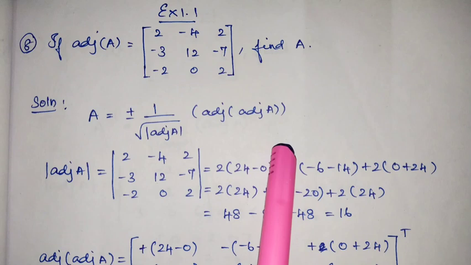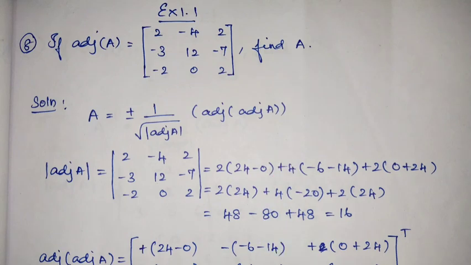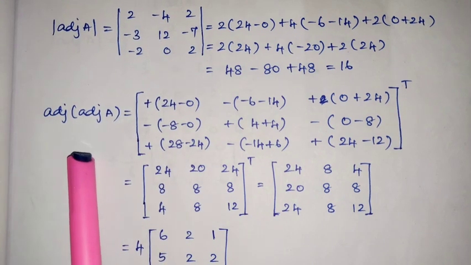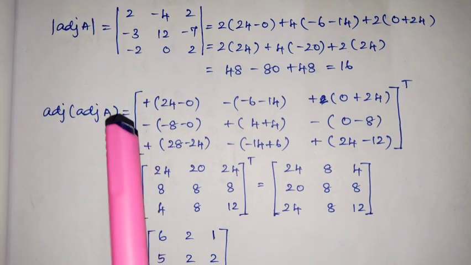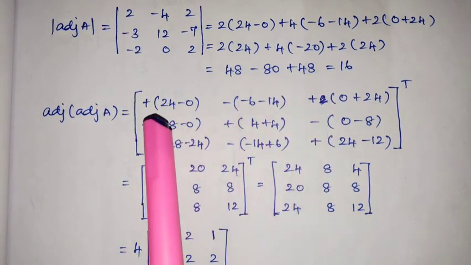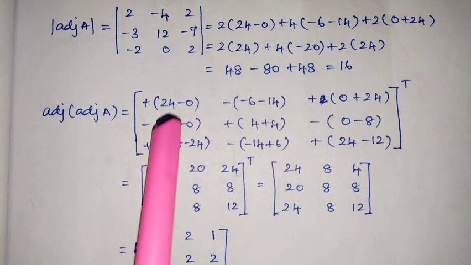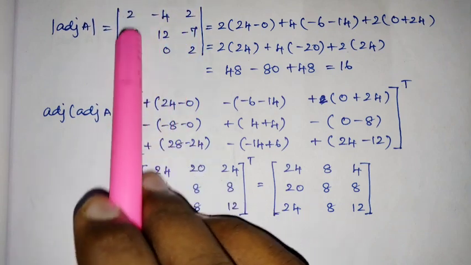Now we have to find what? Adjoint of adjoint A. Okay, we have to find adjoint of adjoint A. Now to find adjoint of adjoint A, you know how to do it, isn't it? Just put the sign like plus minus plus, minus plus minus, plus minus plus. Okay. Now the first number, we leave the row and column.